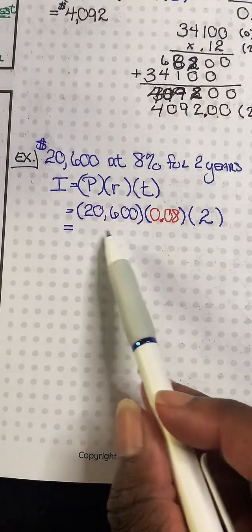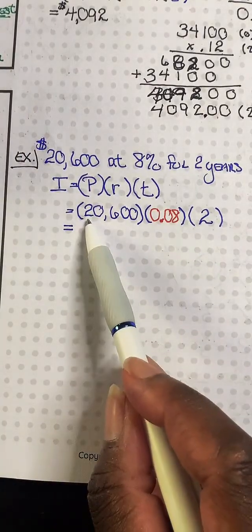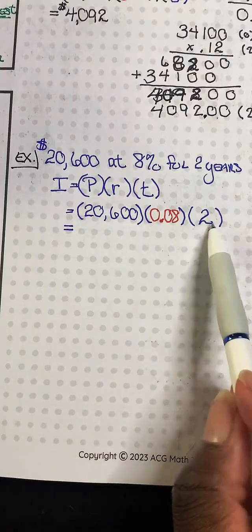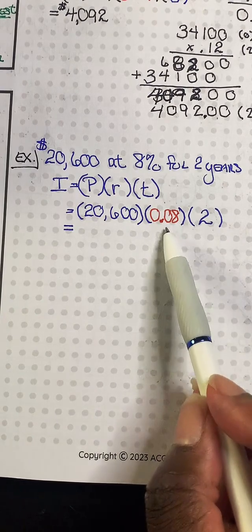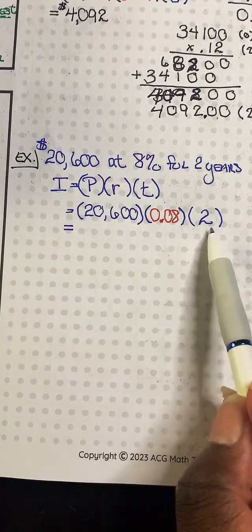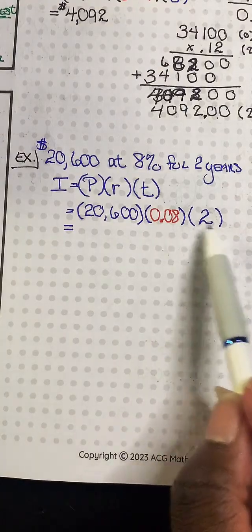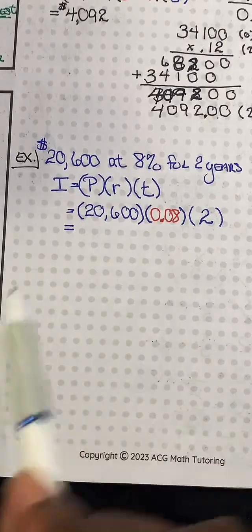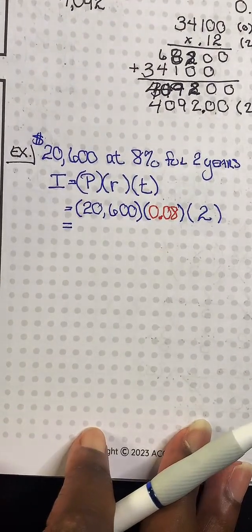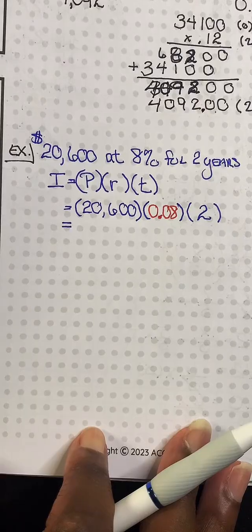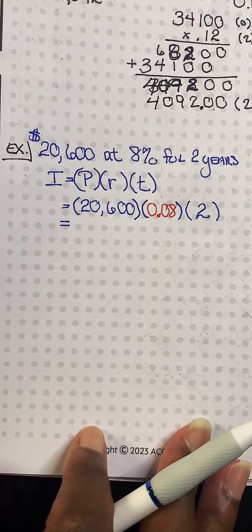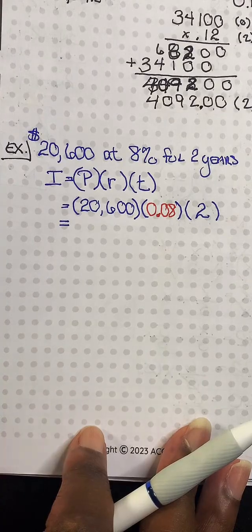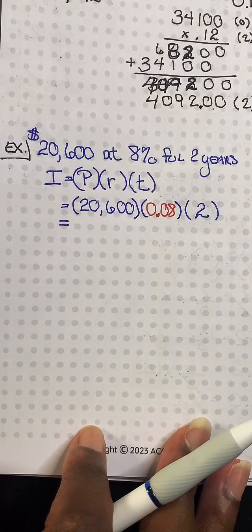So it all depends on how you want to combine it. You can do the 20,600 multiplied by 2 and then multiply by 0.8, or you can multiply the 800ths, with the TH at the end, times the 2. Either way, you're going to get the same exact answer. And when you think you have your answer, go ahead and put it up in the comments.